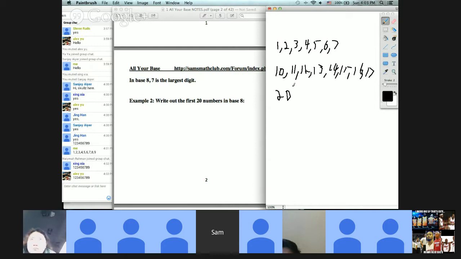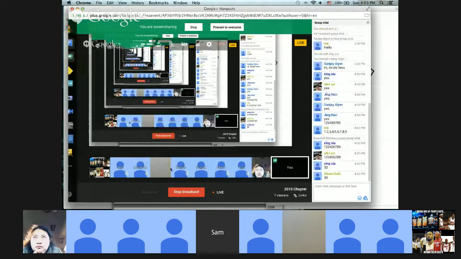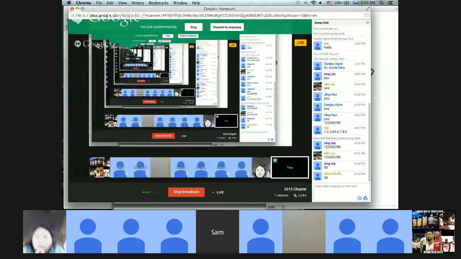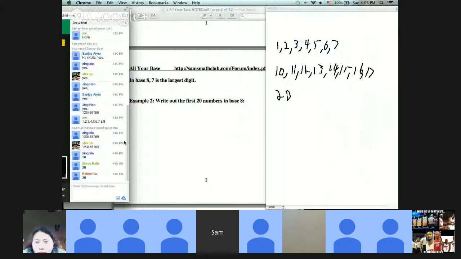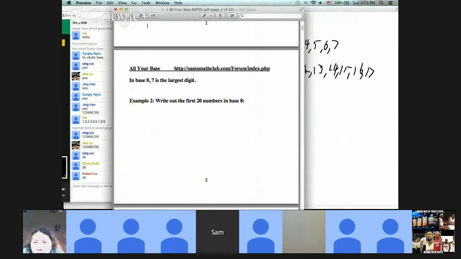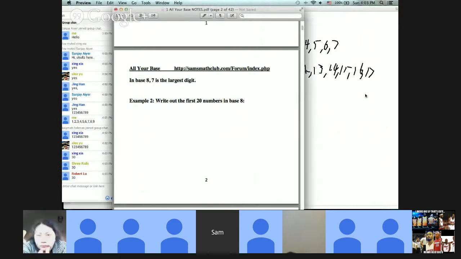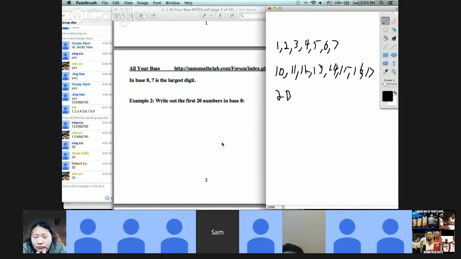See if you can count from 20 up. Type out from 20 to 27, and then what number would you have after 27? If you could mute yourself, that'd be great. Okay, right. Nice job, Zing, Shri and Robert. Again, it's after you reach your largest digit. In base 8, 7 is the largest digit, so after 17, you can't have 18, so you go on to 20. Nice job, guys.